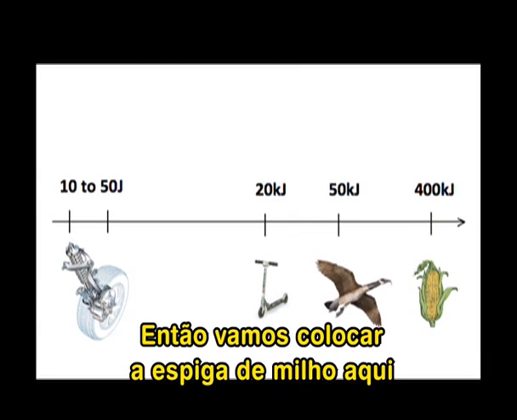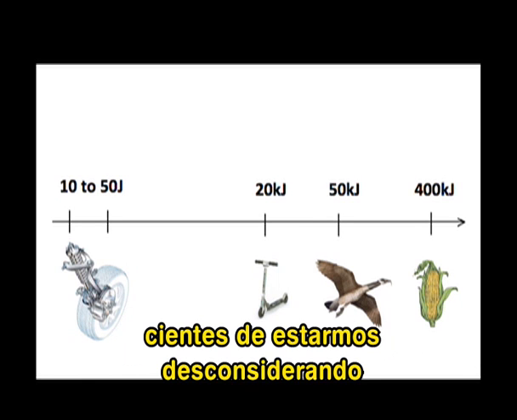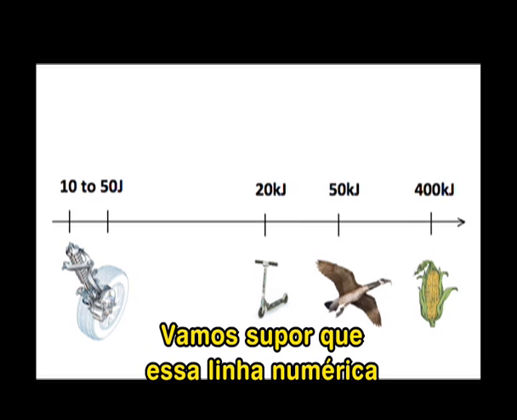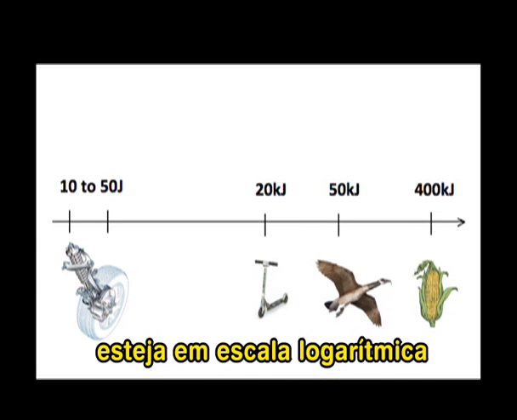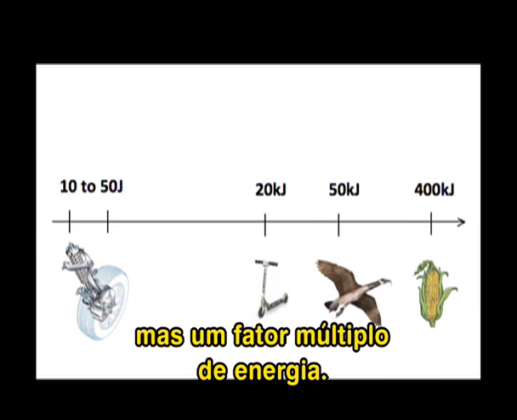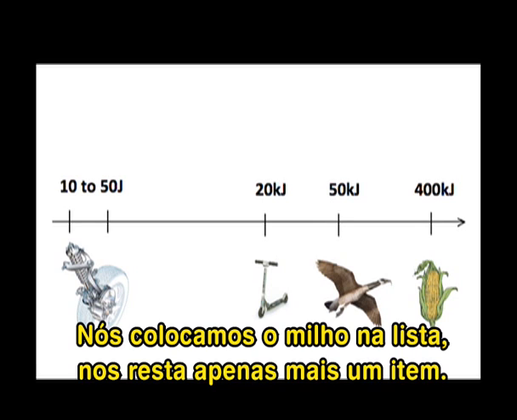So we're going to put the ear of corn on our number line here way over at the right, and understanding that we're crossing a lot of distance here with these numbers, let's say that this number line is in a logarithmic scale. So each unit is not an amount of energy, but a multiplying factor of energy. So we put the corn on the list, and we've got just one more item now.